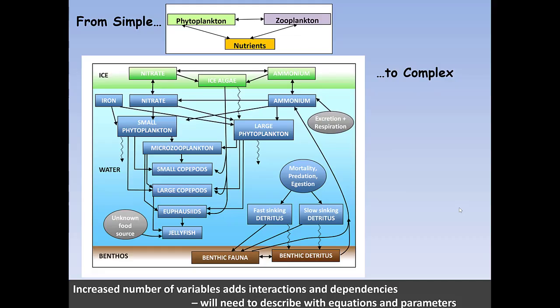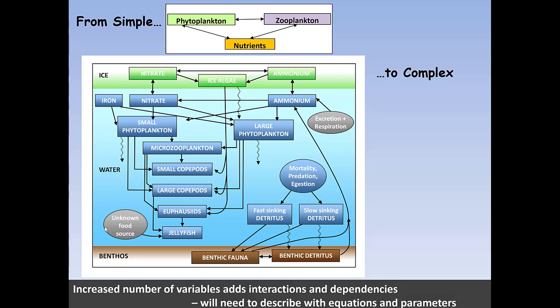domain. So in reality, many of the NPZ models that are used these days are not our simple NPZ model. Instead, we have many N's, multiple nutrients, nitrate, iron, ammonium, for example, multiple categories of the phytoplankton, for example, small and large, and then multiple categories of the zooplankton. So in this case, we have microzooplankton, small and large copepods, euphausiids, and even jellyfish.